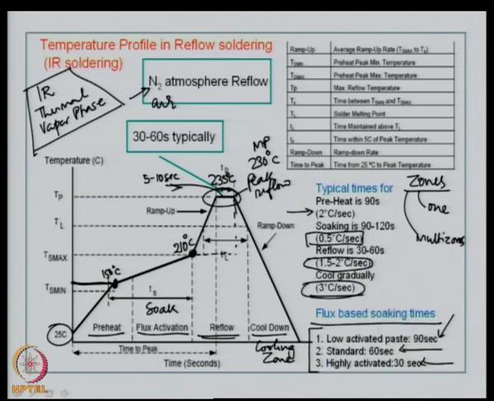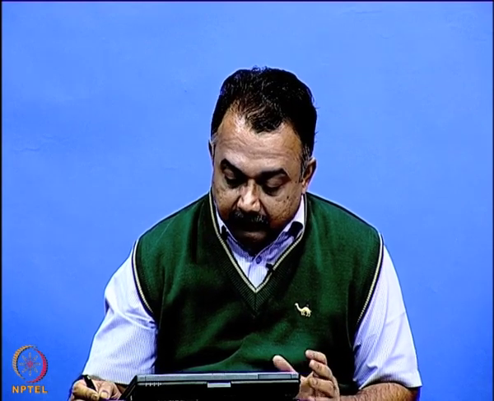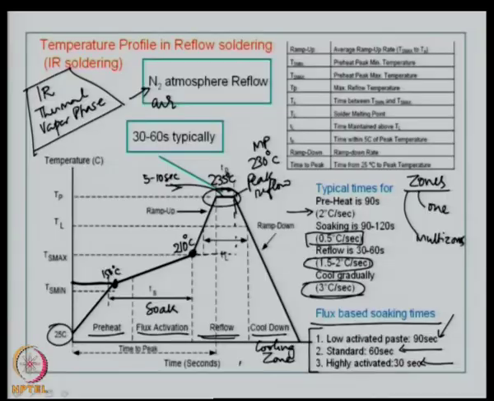So, cooling has to be gradual. You cannot immediately remove the board from the cooling zone and then try to finish your process faster. Remember, from 235 degrees centigrade to room temperature has to be done at something like 3 degrees centigrade per second or 4 degrees centigrade per second. So, the entire process you can expect from the 4 stages that we have defined: preheating zone, the flux activation zone, the reflow zone and the cooling zone typically should end in about 5 to 6 minutes.